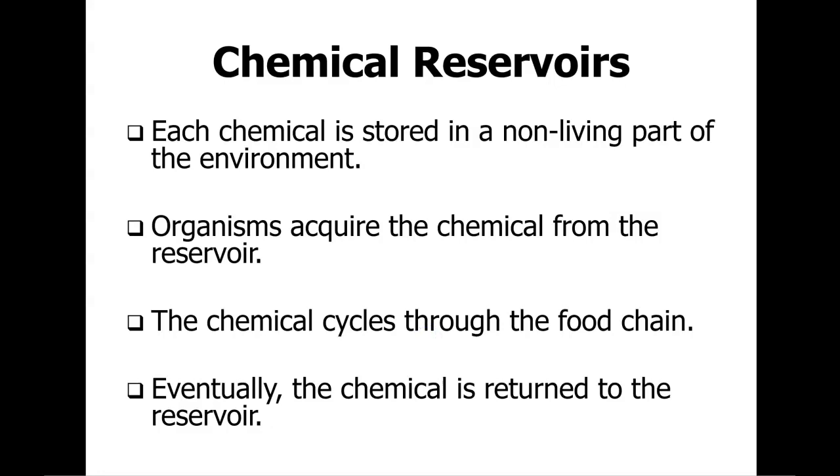So each chemical is going to be stored in a non-living part of the environment. Organisms are going to be able to acquire the chemical from the reservoir. That chemical is then going to cycle through the food chain, and eventually the chemical is going to be returned to the reservoir.